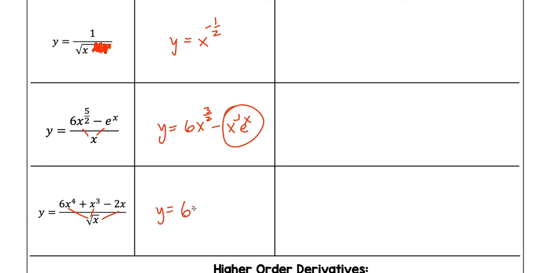So I'm going to have 6x to the 3.5. What would that be? 7 halves? Plus x to the 3 minus a half, so 2.5, 5 halves, minus 2x to the 1 minus a half, so a half.